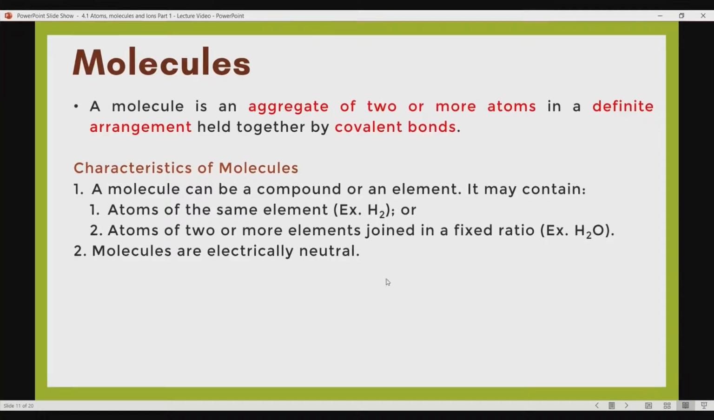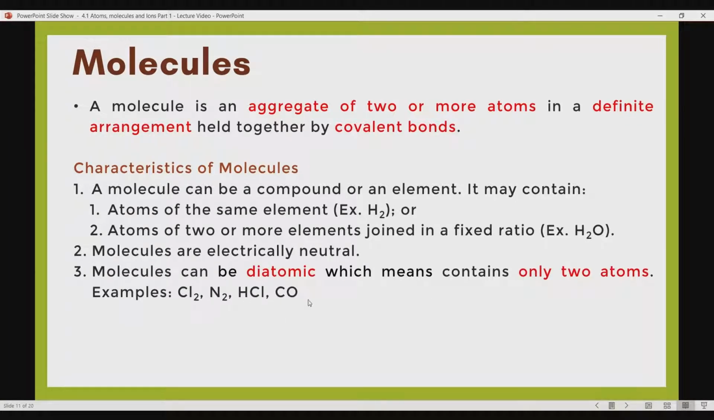Molecules are electrically neutral, meaning to say wala po silang charge. Molecules can be diatomic, which means contains only 2 atoms. Pag sinabing diatomic, as the prefix suggests, di, that means 2. So itong Cl2, N2, HCl, CO, those are diatomic molecules.